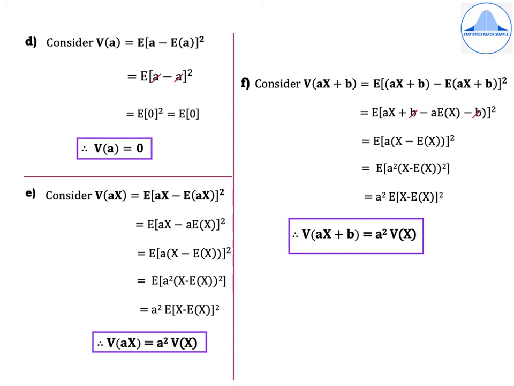So again, I summarize the 6 results. The first one is E of a is equal to a. Then we have E of ax is equal to a E of x. Then E of ax plus b is a E of x plus b. Then V of a is equal to 0. V of ax is a square V of x. And V of ax plus b is also a square V of x.